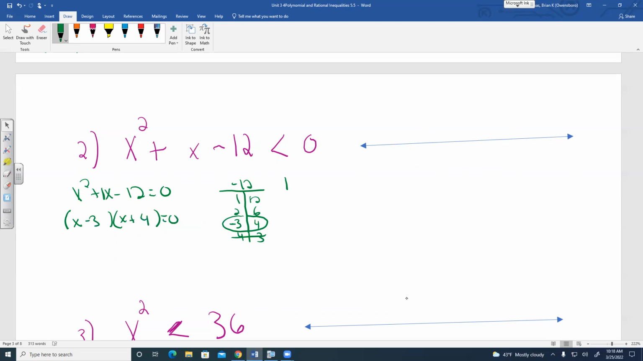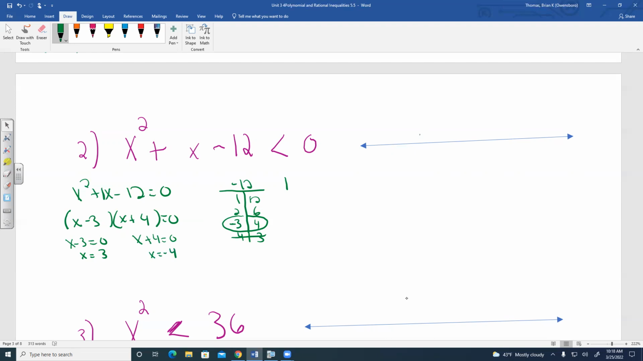So if I find my zeros, all I got to do is set each one of these factors equal to 0. What makes that 0 would be 3. 3 minus 3 is 0. And I can set this factor equal to 0. x plus 4 is equal to 0. And when I solve for x, my zero is -4. Or again, my x-intercept is -4.